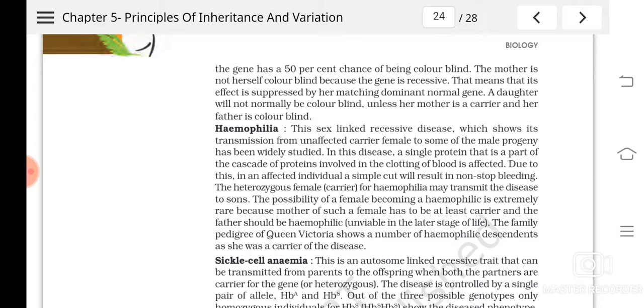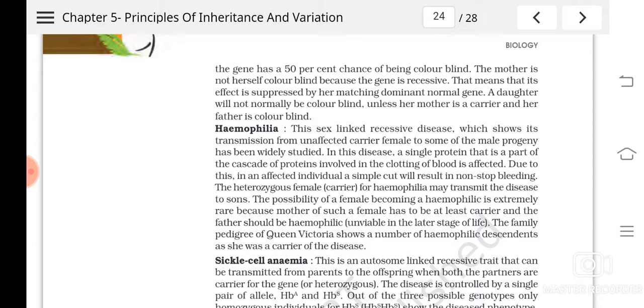Understood? And this is the reason why hemophilia is also known as royal disease, or bleeder's disease, because it leads to non-stop bleeding. It also shows crisscross inheritance, meaning the females will not be affected, but they may be carriers.